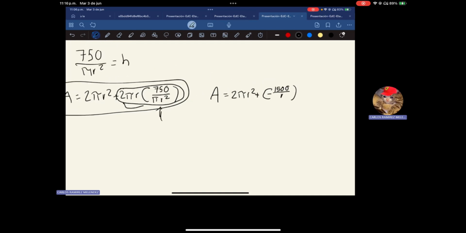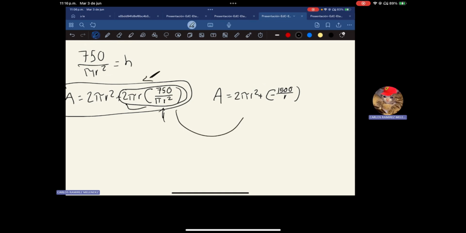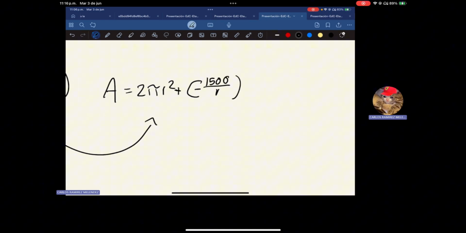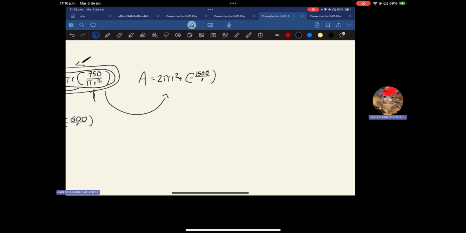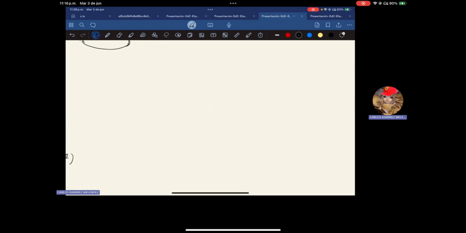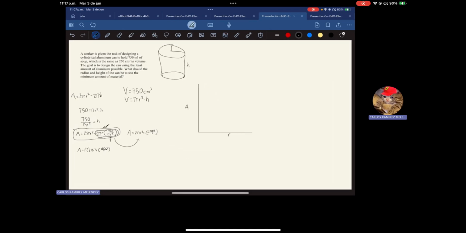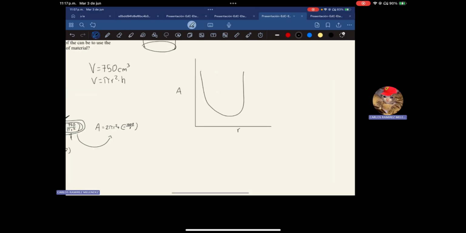So now we have that this converts into this. And now we can see that what we need to do next is to make this a function. Why a function is because, as you can see, if we do a little graph in here, this is the area, and this is the radius. So we suppose that the graph will look something like this. It's like an example.